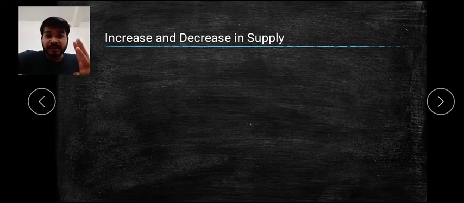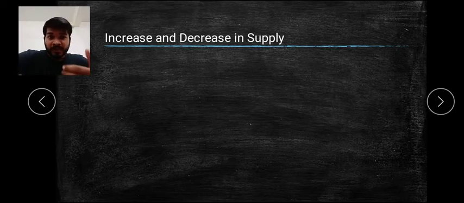Third is expectation regarding future prices, and lastly we have other factors, which include government policies. What are the policies being made, against the supply or for the supply, which help it. All these things make changes in the supply of any particular good. So due to a change in any of these factors, there is a change in supply.